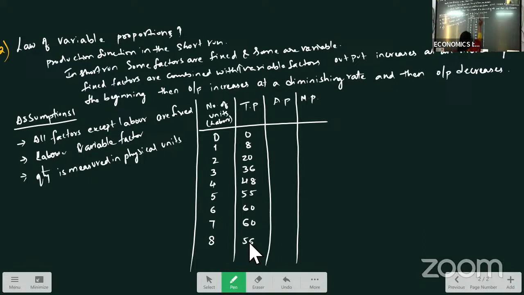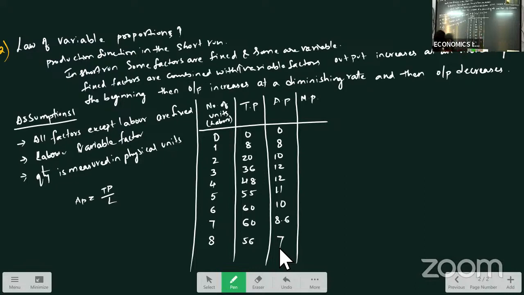Now, how do we calculate AP? AP is equal to TP by L, where L means our labor. So here it will be 0; 8 by 1, 8; 20 by 2, 10; 36 by 3, 12; 48 by 4, 12; 55 by 5, 11; 60 by 6, 10; 60 by 7, 8.6; and 56 by 8, 7. This way you will calculate average product.